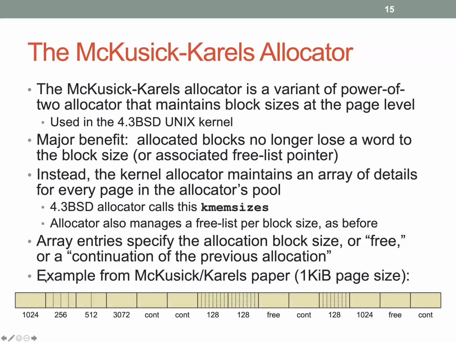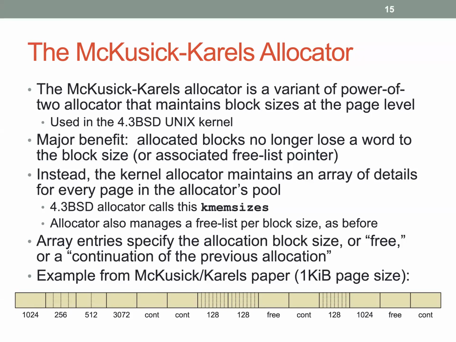So this might be the way that it is. You have a 1 kilobyte allocation, so that takes an entire virtual page. In this example, the platform had 1 kilobyte pages. So a 1 kilobyte allocation would take an entire page. A 256 byte allocation would allow 4 allocations in a page. 128 byte allocations would allow 8 allocations in a page. And then you can see that this is a free block. This is also a free block. This is a 3 kilobyte allocation, so we have 3 pages in kmemsizes indicating that.